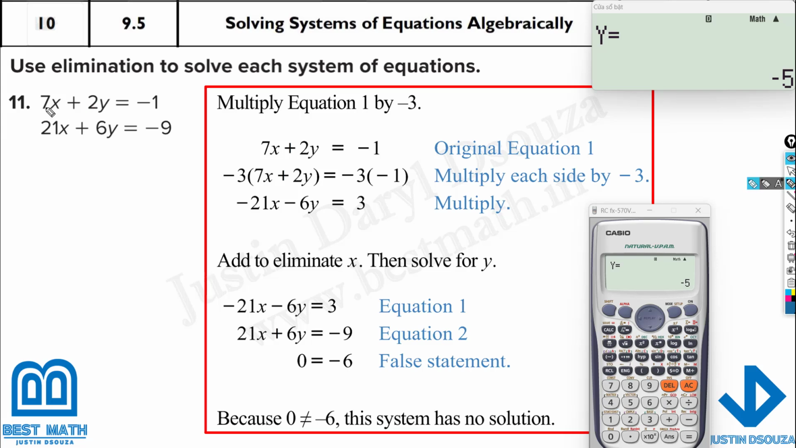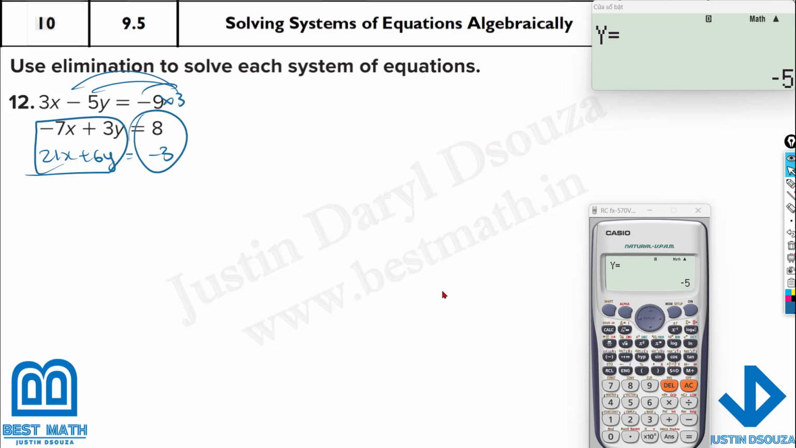And then here, what we can do with 7 times 3, you can either multiply this by 3 or divide this by 3. I'll just multiply by 3. It's easy to multiply. It'll be 21x plus 6y equals minus 3. You can see the coefficients do match, but the constants don't match. Therefore, there is no solution. And over here, these are the answers.